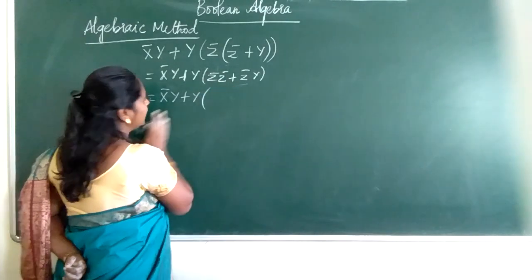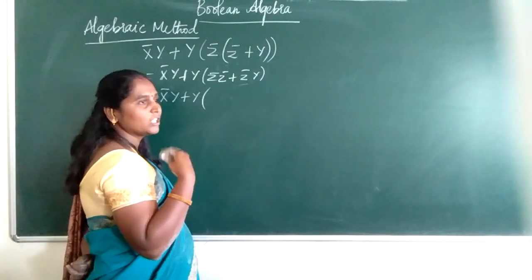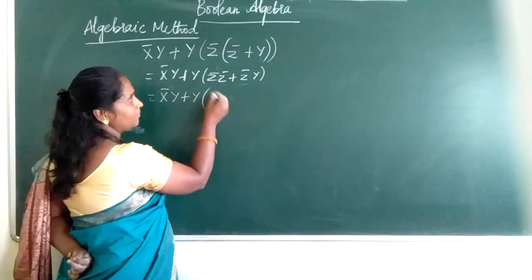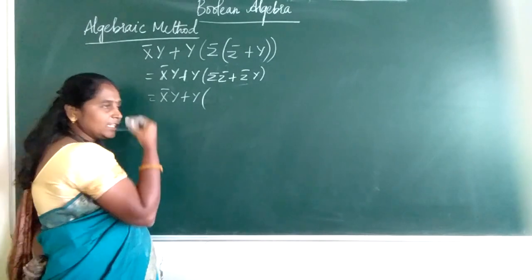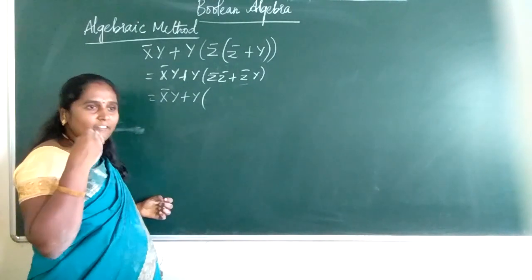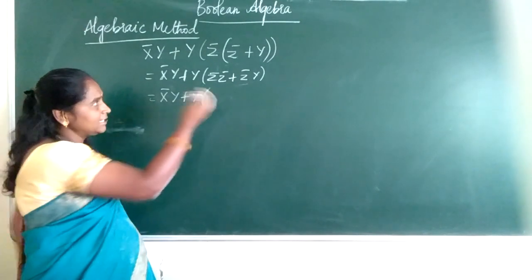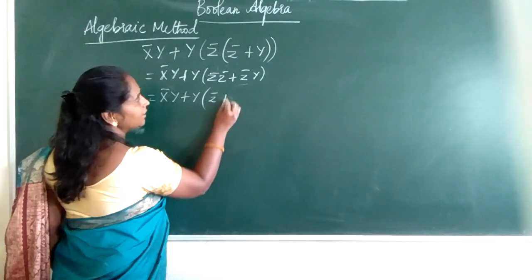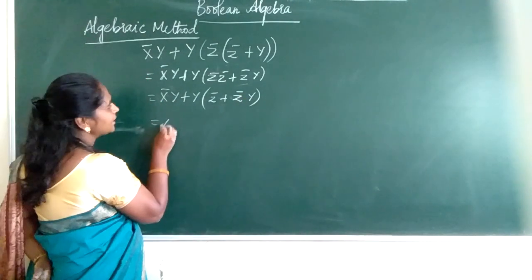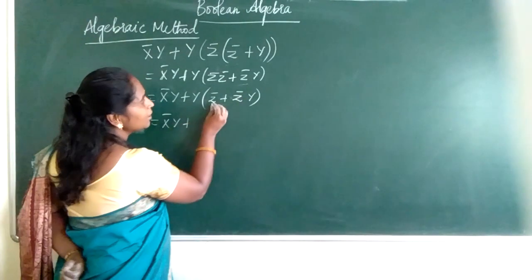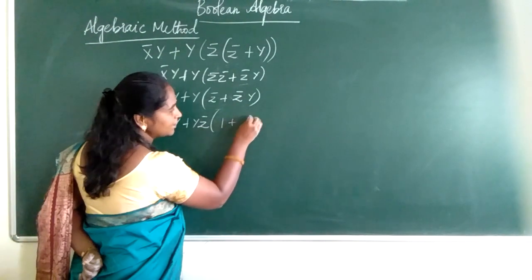This z bar, idempotence law: a variable combined with itself using the OR operator or the AND operator gives the same variable. That is the idempotence law. So z bar plus z bar y. Now we got the expression. Next, x bar y plus, you see the common thing, that is y z bar. So 1 plus y.